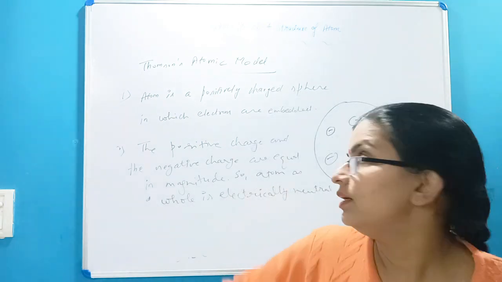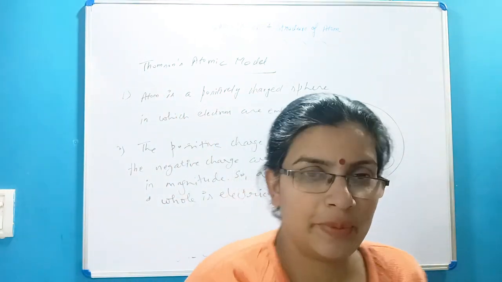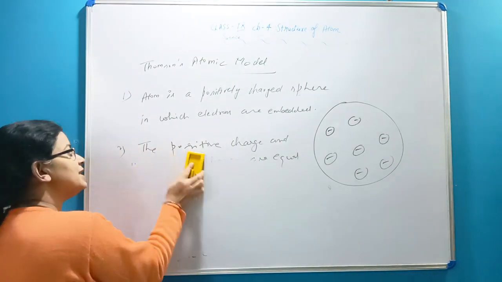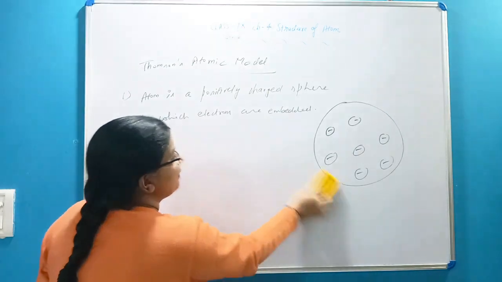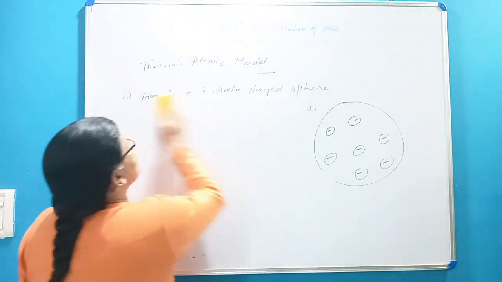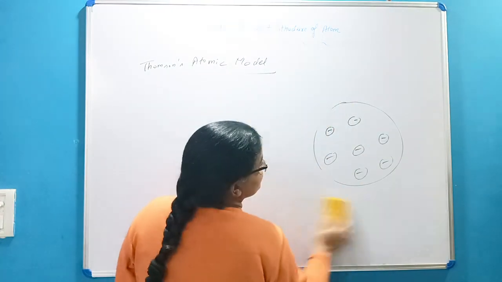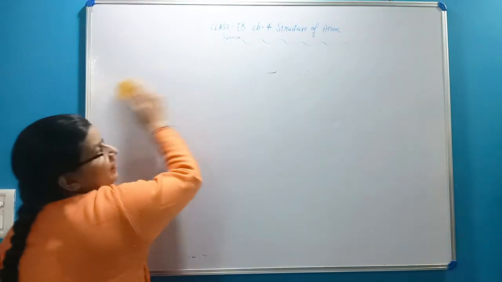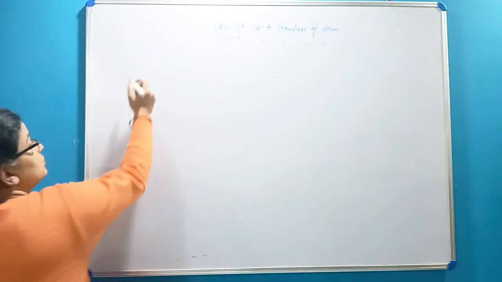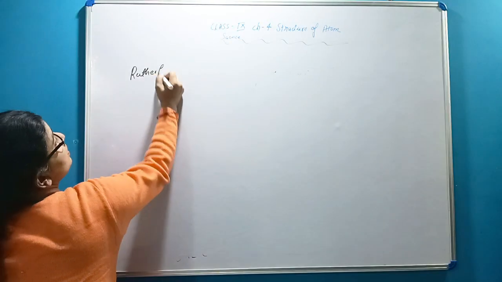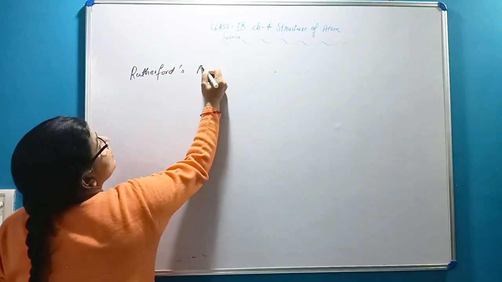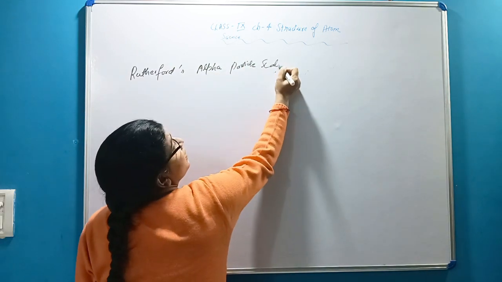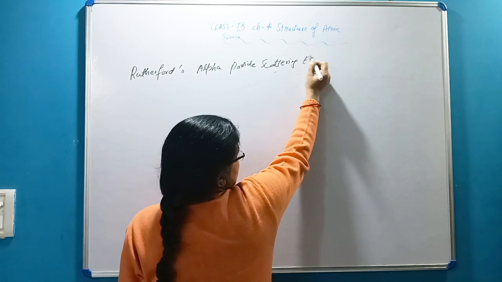Now Thomson's student was Rutherford, and Rutherford actually performed an experiment to verify the statements made by his teacher. So we will now do Rutherford's alpha particle scattering experiment.